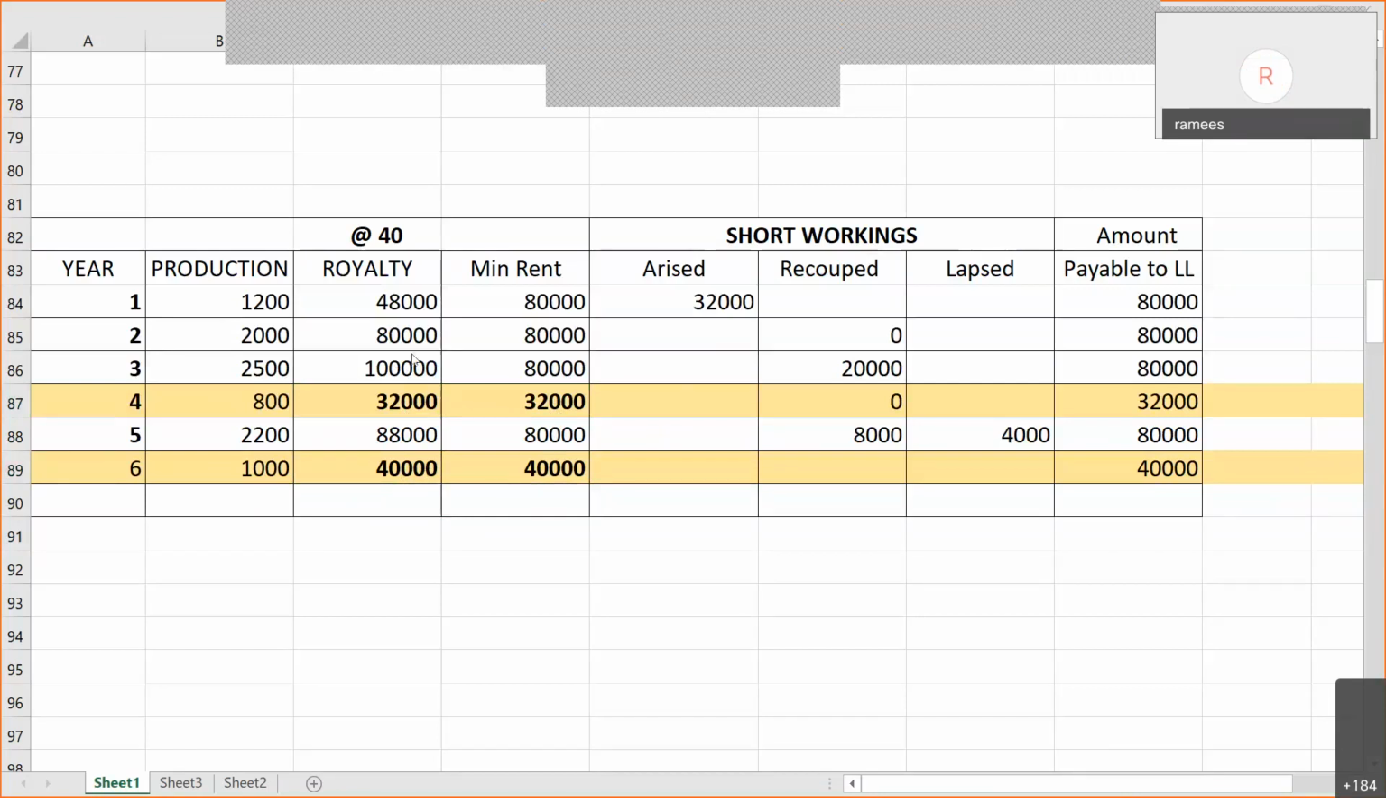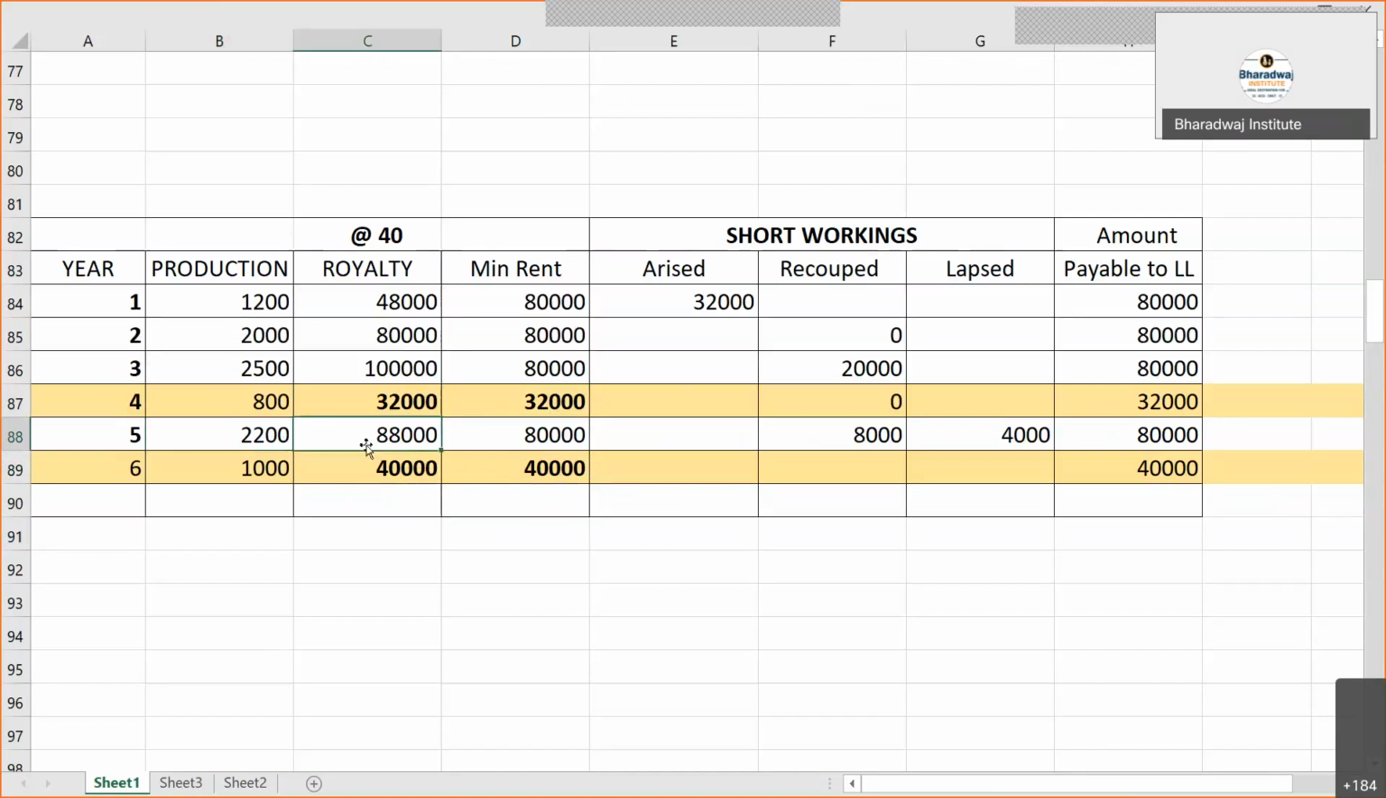Year 5, once again let me explain. 2,200 into 40 is 88,000. So 80,000 is the minimum rent. There is a surplus of 8,000 available that you can use for recovering the short working. So out of 32,000, 28,000 is recouped. Remaining 4,000 is taken as lapsed. Why? Because 5 years is allowed for recovery.